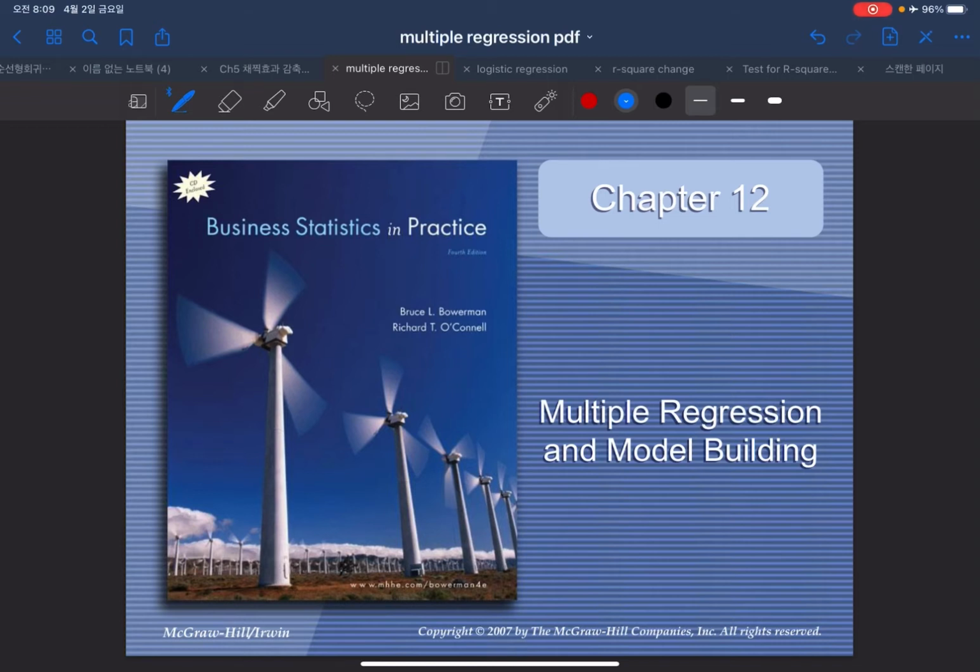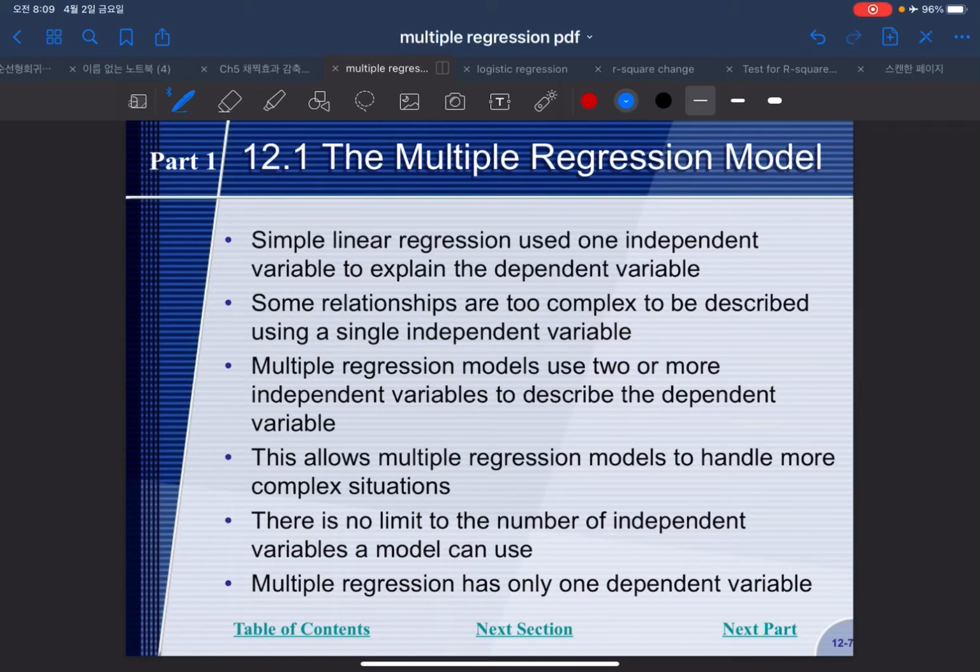Right? So last week we studied simple regression, right? Basically, simple regression is used when we have only one independent variable, right? On the other hand, multiple regression is used when we have two or more independent variables.